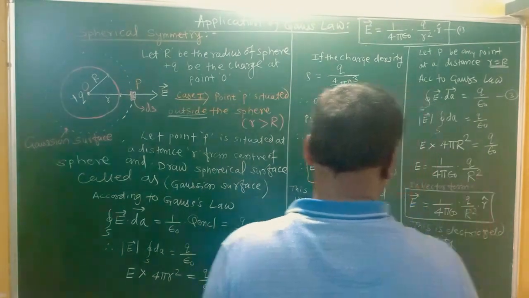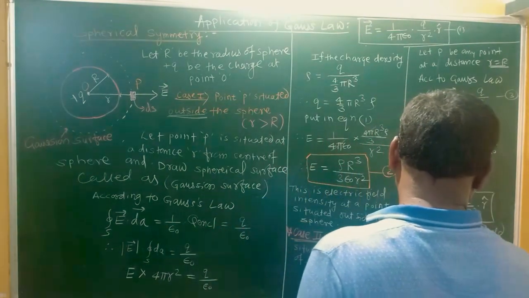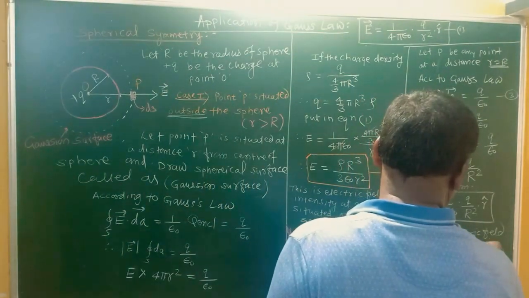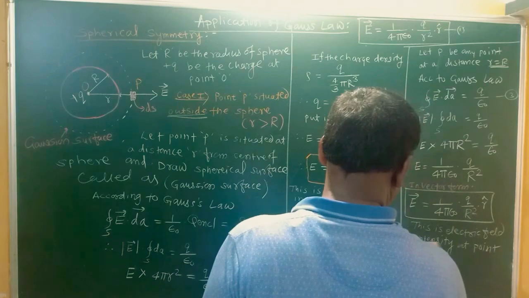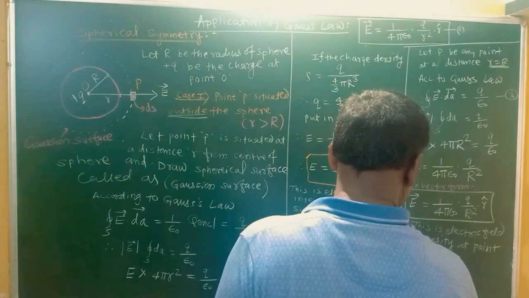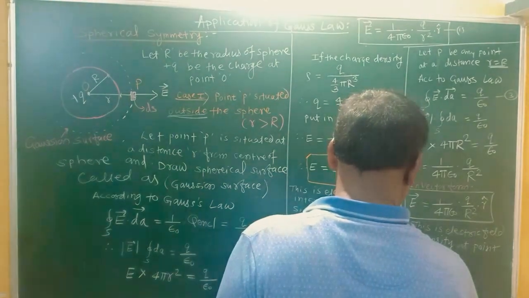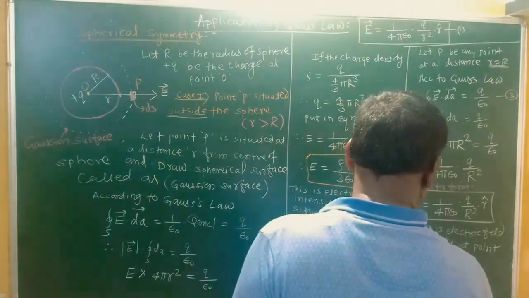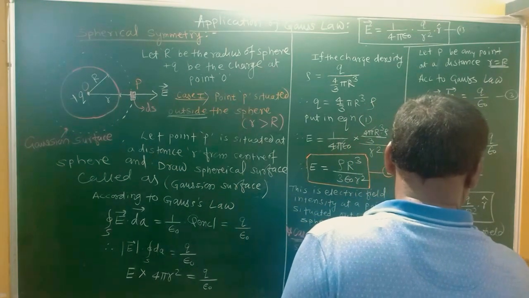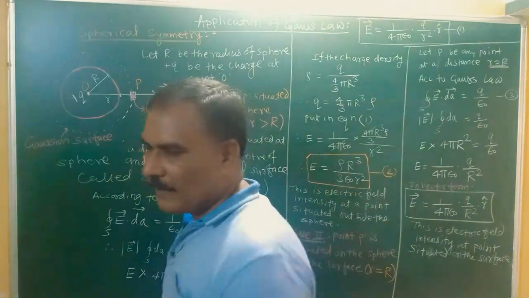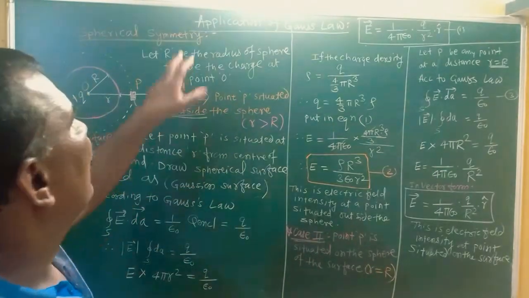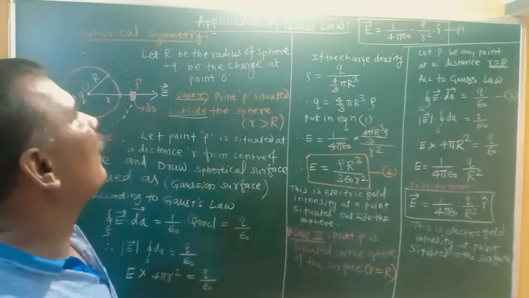This is the electric field intensity at a point situated on the surface, that is, small r is equal to capital R. This is the very important expression we have to study here. That is, derive an expression for application of Gauss law.